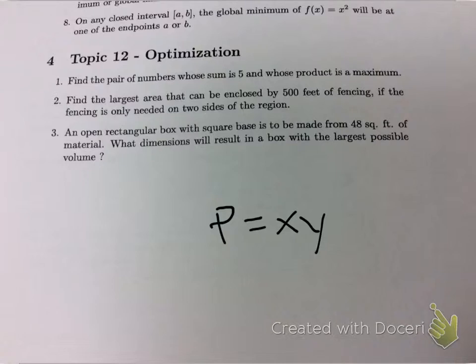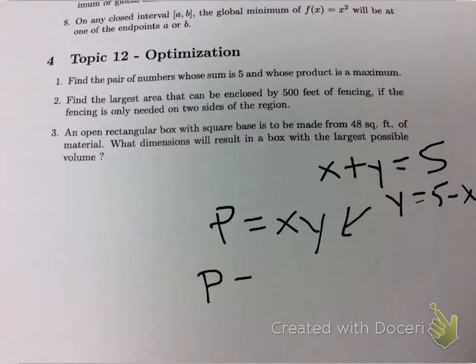And here I have x and y, so I need to figure out how to get rid of one, but their sum is 5. So let's get rid of y, because y is 5 minus x. And then let's put it into this equation. So p is x times 5 minus x. And at this point, it's okay just to go ahead and graph that in Desmos, which is what I'm doing now. And you will see a maximum on this graph.